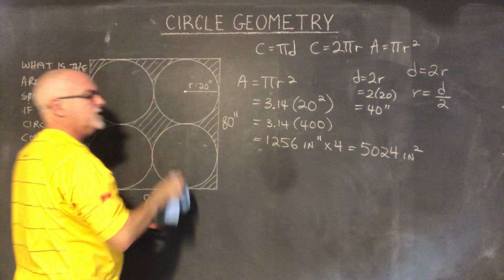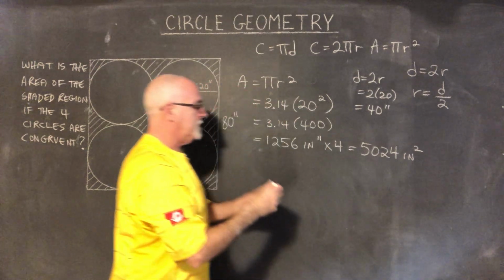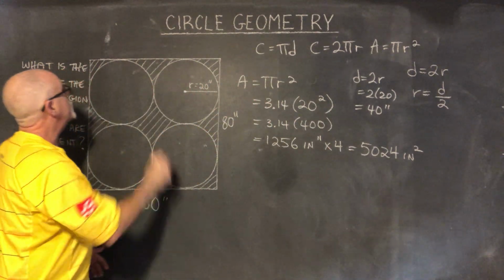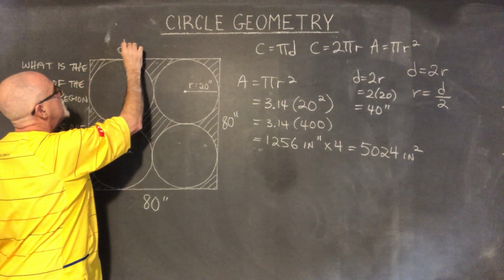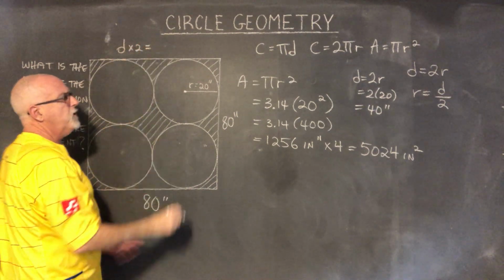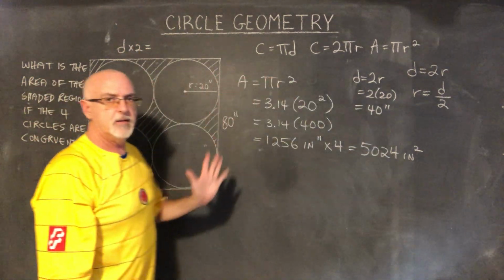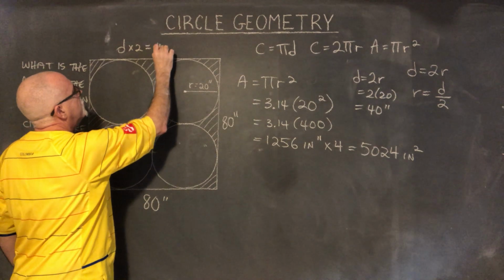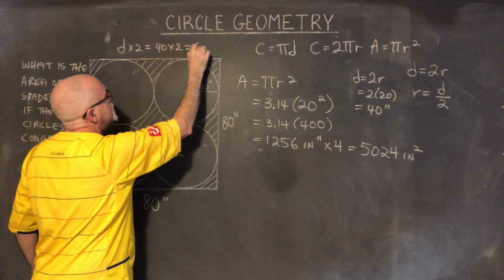No, it's not d times 2 anyway. I'm getting confused. So let me just start over and say what I just said over again. D times 2 is right. D times 2 is equal to 40. I figured out that the d was 40. Don't need the 20. Is equal to 40 times 2 equals 80.